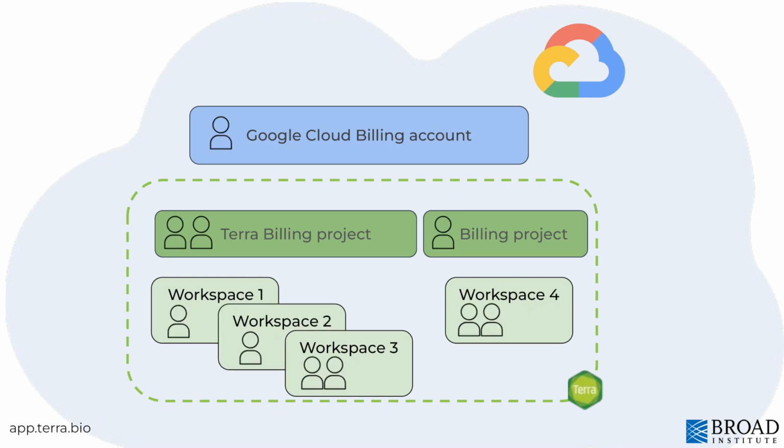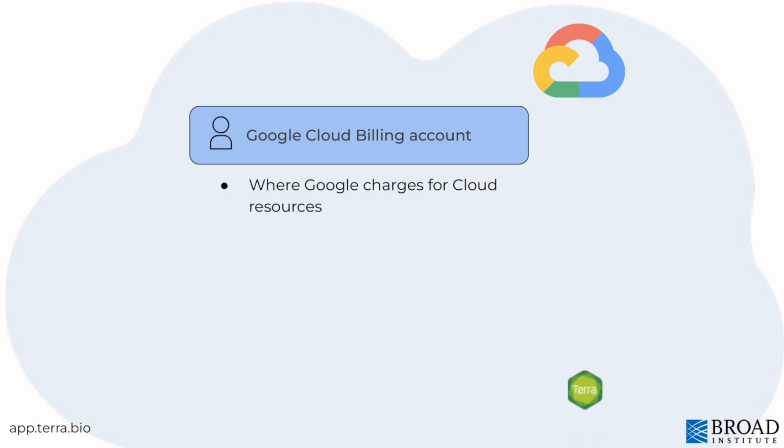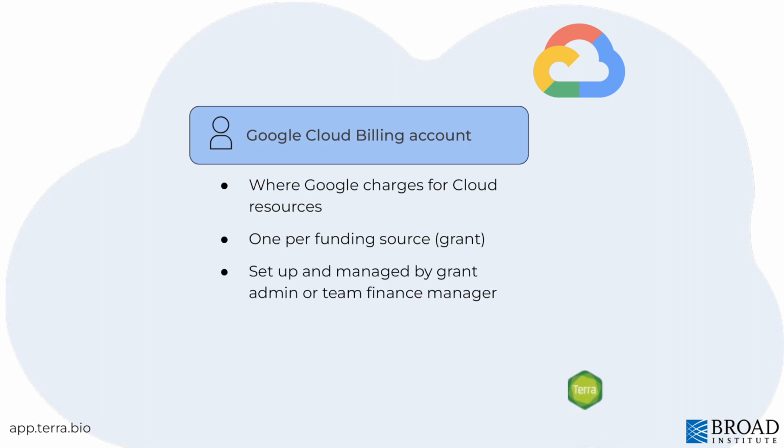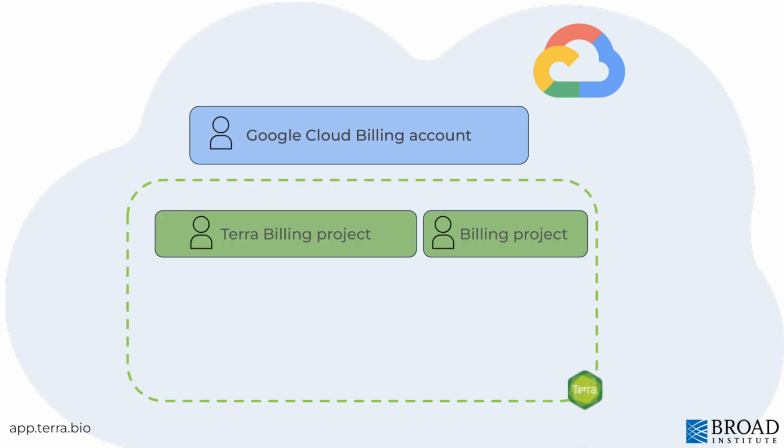Assigning roles to collaborators at each level lets you control whether and how team members can spend money from a central funding source. The billing account tells Google where to charge for cloud resources. They are generally used to manage funding sources, with one cloud billing account per funding source. A grant admin or team member in charge of finance will set up the billing account on Google and link it to Terra. Cloud billing account owners and users can create one or more Terra billing projects under each billing account umbrella. Terra billing projects fund workspaces and let you track and manage cost categories entirely within Terra.